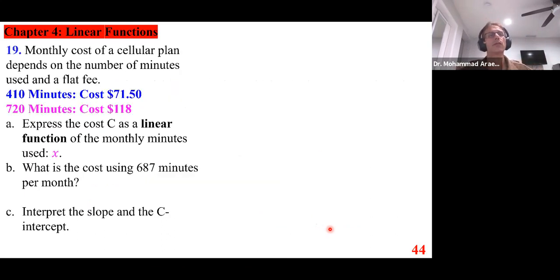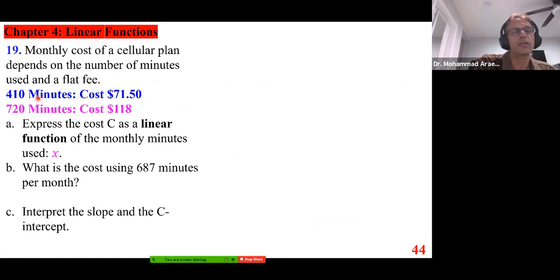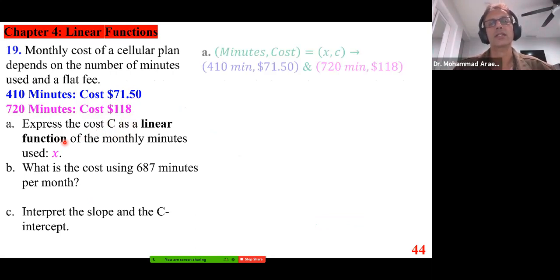The monthly cost of a cellular plan depends on the number of minutes used and a flat fee. If we use 410 minutes, the cost is $71.50. For 720 minutes, the cost is $118. We want to find the cost function. To do that, it is important to come up with the equation of a linear function as follows.